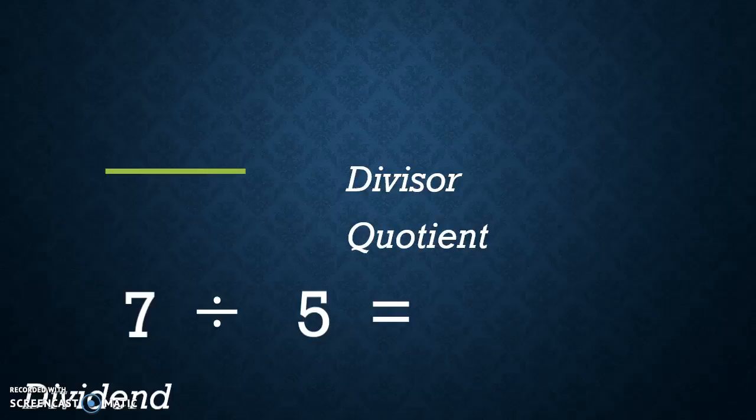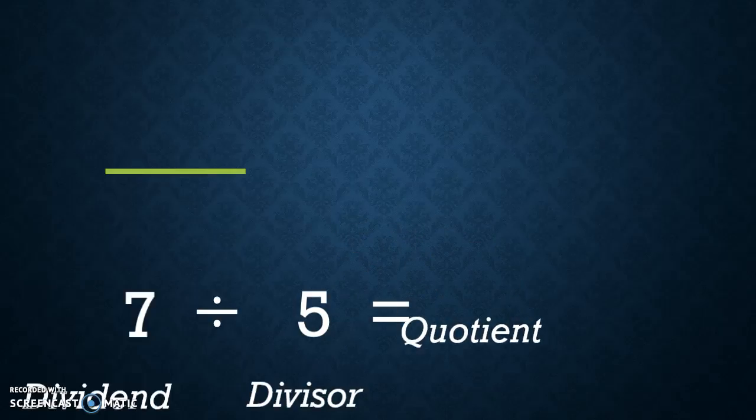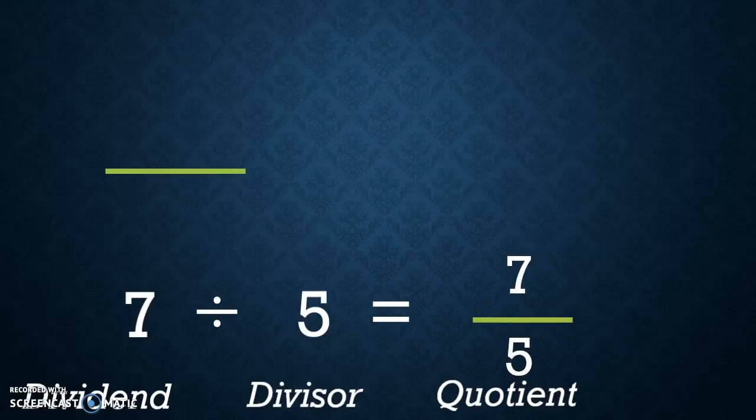So when you say the word dividend, you're referring to this 7 in the division problem. When you say divisor, you're referring to this 5 in the division problem. Your quotient is then 7/5. So if you're going to use the words dividend, divisor, and quotient, you need to connect the idea that the dividend is also the numerator. And the divisor is also the denominator. But you need to write that down, okay?